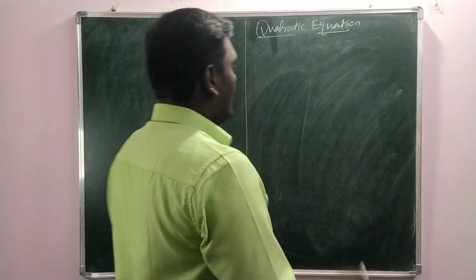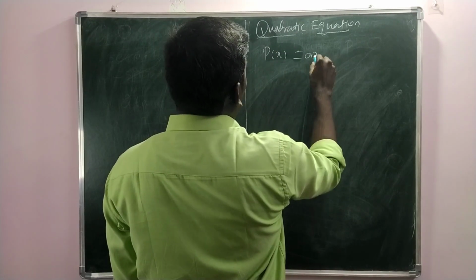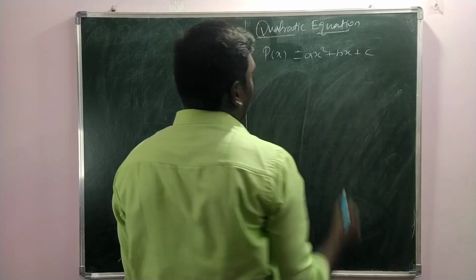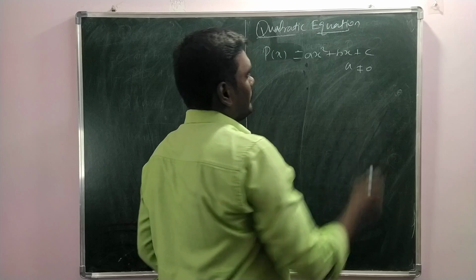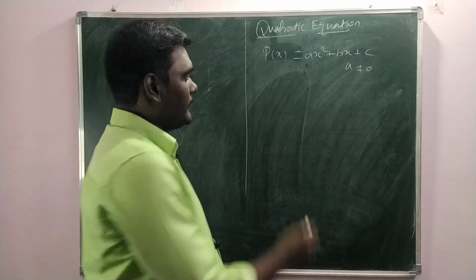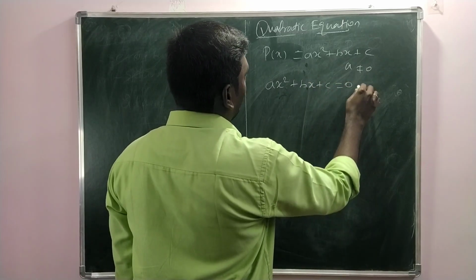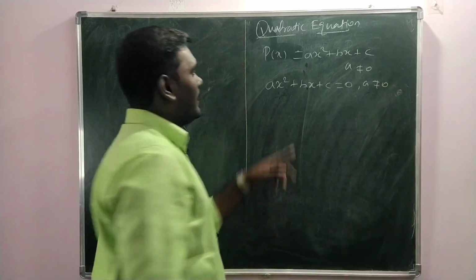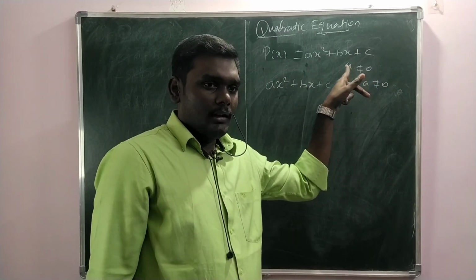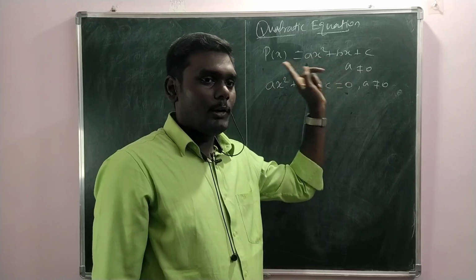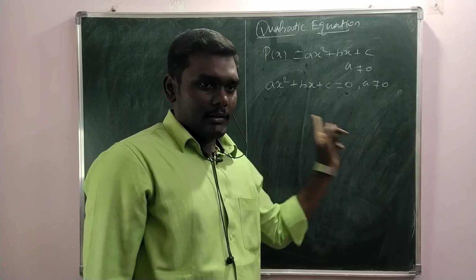In polynomials, we have seen that the quadratic polynomial p of x is ax square plus bx plus c, and the leading coefficient a should not be 0. This is called a quadratic polynomial. Whereas if we write ax square plus bx plus c is equal to 0, with a not equal to 0, simply putting 0 instead of p of x, then it is a polynomial equation, and here it is a quadratic equation.